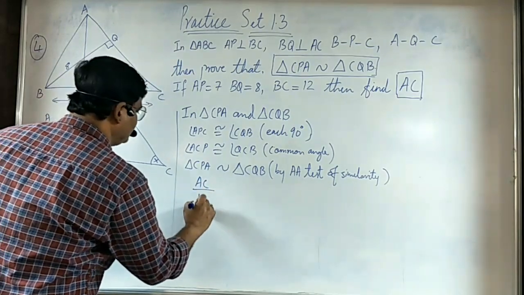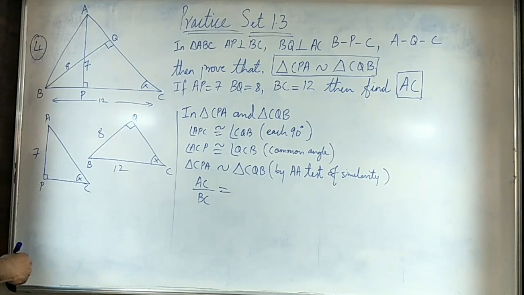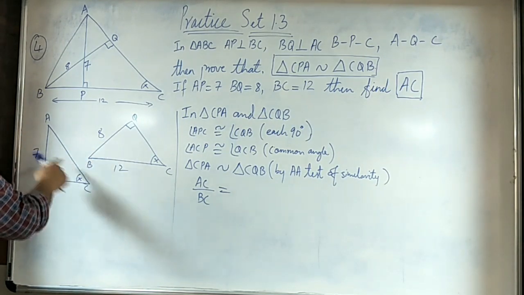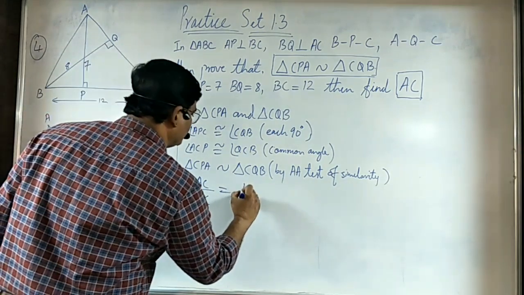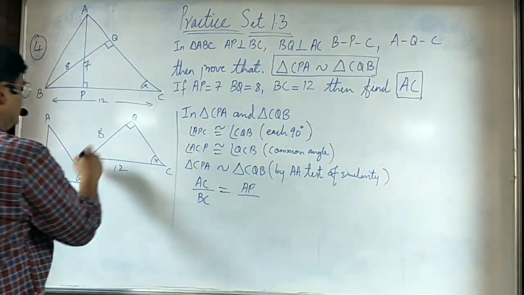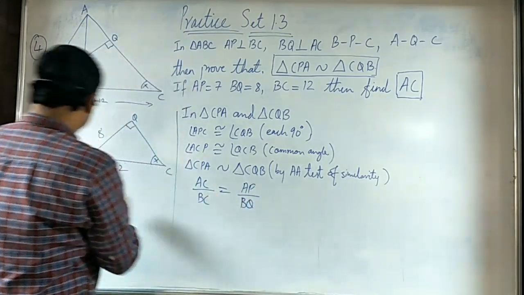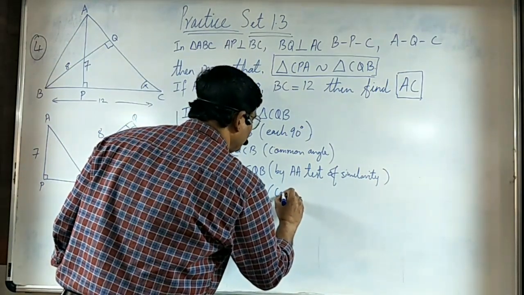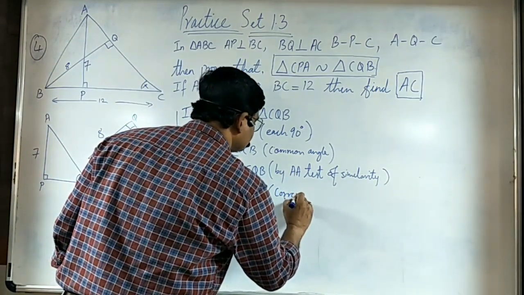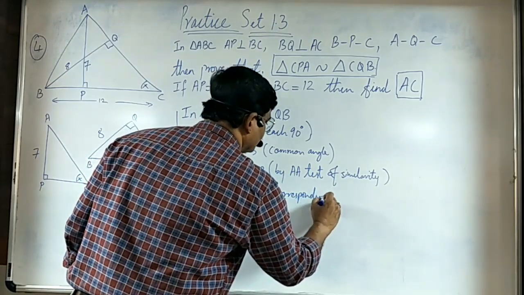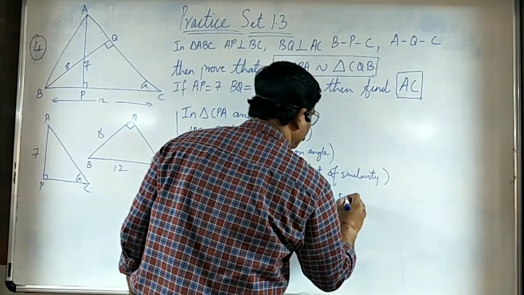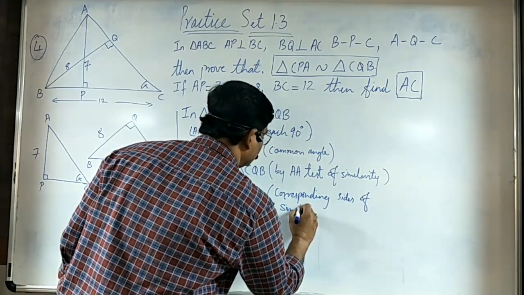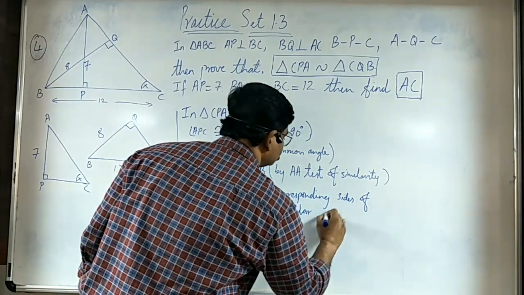AC upon BC. Because this is the hypotenuse and this is the hypotenuse, hypotenuse upon hypotenuse has to be taken. Then you have AP upon BQ. This is your AP and this is your BQ. And here you have to write the reason: corresponding sides of similar triangles.